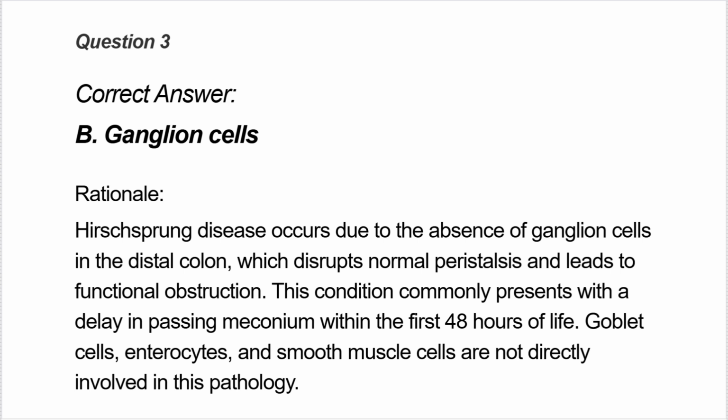Rationale. Hirschsprung disease occurs due to the absence of ganglion cells in the distal colon, which disrupts normal peristalsis and leads to functional obstruction. This condition commonly presents with a delay in passing meconium within the first 48 hours of life. Goblet cells, enterocytes, and smooth muscle cells are not directly involved in this pathology.